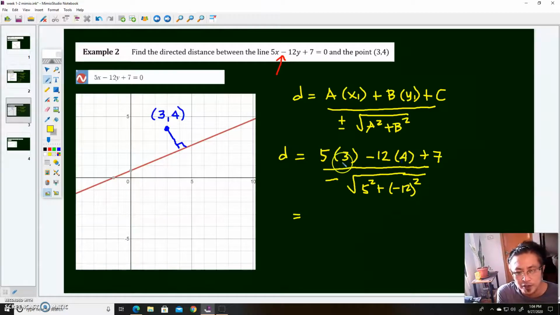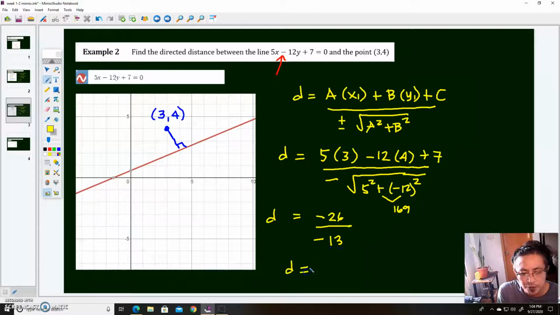So in the numerator, you have 15 plus 7, that's 22, minus 48, that's a negative 26. The denominator is a negative. And then when you square this again, this will be a positive 169, and square root is 13. So d is equal to negative over negative, you have a positive 2. So the distance between the point (3, 4) and the line is 2 units long.